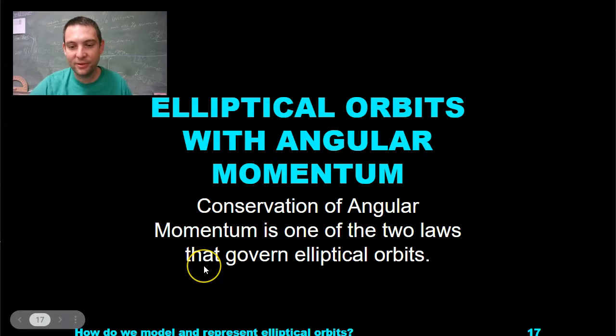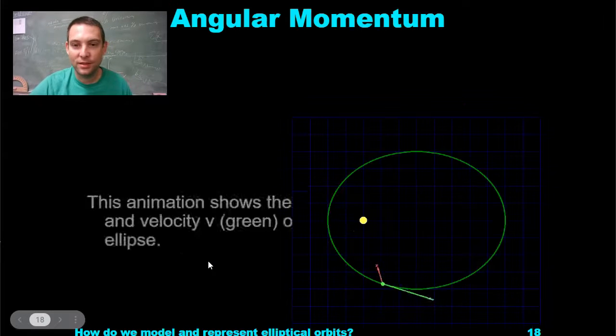Elliptical orbits with angular momentum. Conservation of angular momentum is one of the two laws that govern elliptical orbits.